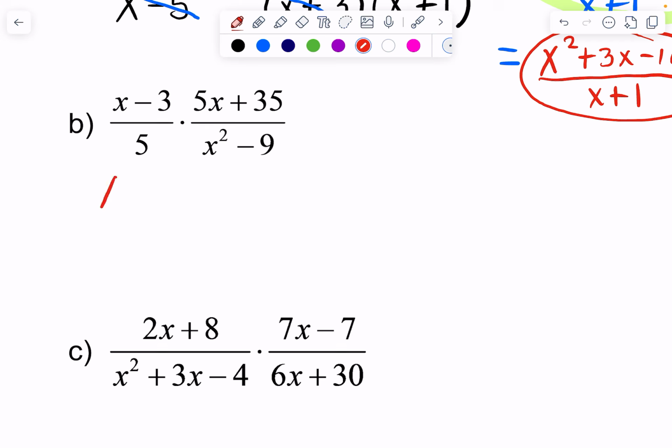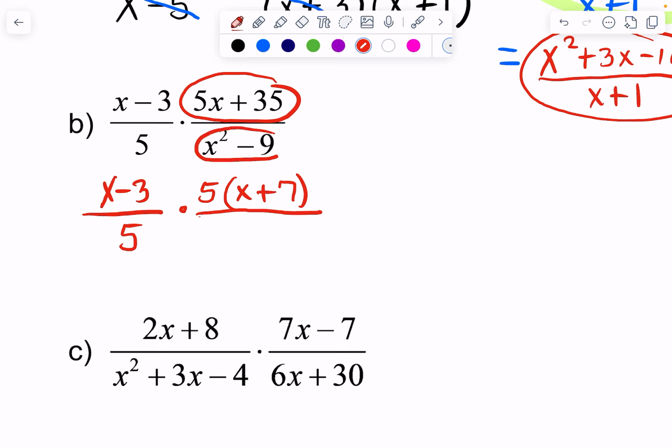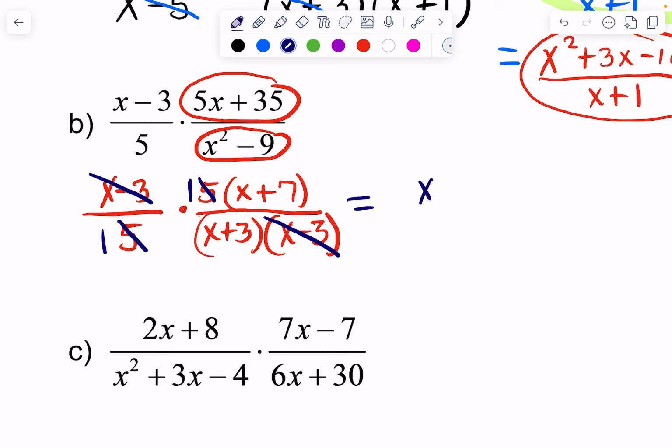All right, let's check out B. We've got x minus 3 over 5 times, I can factor a 5 out of this numerator, so I've got 5 times x plus 7, divided by, this is a difference of squares, so I've got x plus 3 times x minus 3. Now I'm going to cancel out any common polynomials from numerator to denominator. So I've got an x minus 3 in the numerator and an x minus 3 that cancels out in the denominator. 5 goes into 5 one time, so the 5s cancel to 1 as well, and I've got x plus 7 divided by x plus 3.